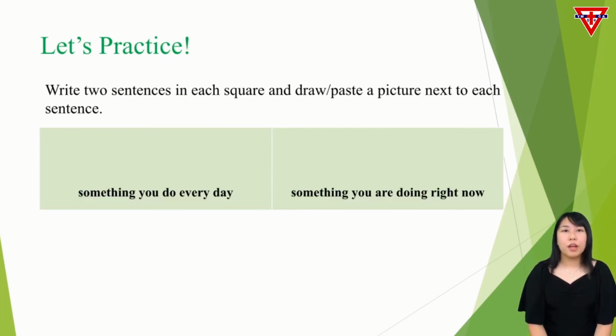In practice 2, you are going to make some sentences. Try to make 2 sentences for each tense. After that, paste a picture next to each sentence. Here are my examples. Give it a go yourself.